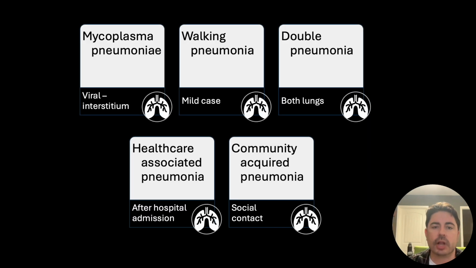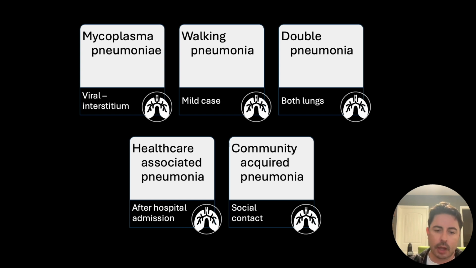When we look at other classifications of pneumonia, you have Mycoplasma pneumoniae. This is a viral pneumonia that hits the interstitium. There's terms of walking pneumonia. This is a mild case of pneumonia. There's double pneumonia that happens bilaterally. There's healthcare associated pneumonia. This happens after a hospital admission. And then there's community acquired pneumonia, and that's from social contact outside of the hospital setting.